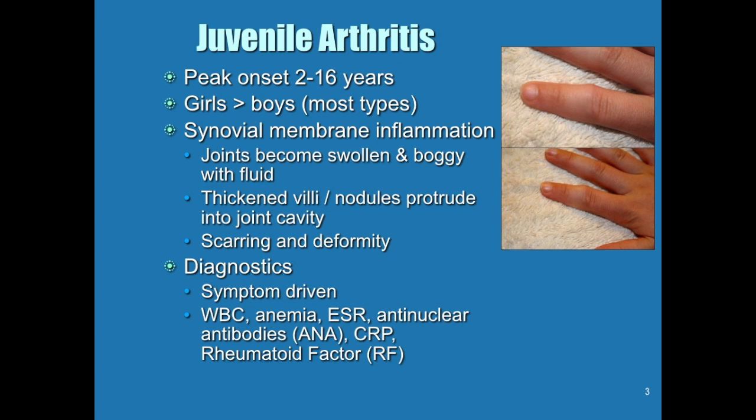The diagnostic tests that are used are based on the symptoms the child presents with. So we'll do a CBC. In particular, we're looking for an elevation in the white cell count, and we're also looking for an anemia, not because the bone marrow is affected, but they get what we call an anemia of chronic disease. We're going to look at both of the inflammatory markers, the ESR as well as the CRP. And then specific for rheumatologic disorders, we're going to look at the ANA and the rheumatoid factor.